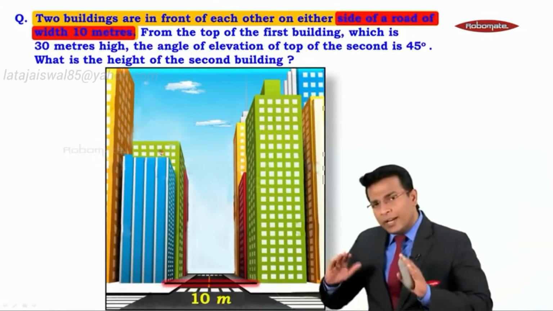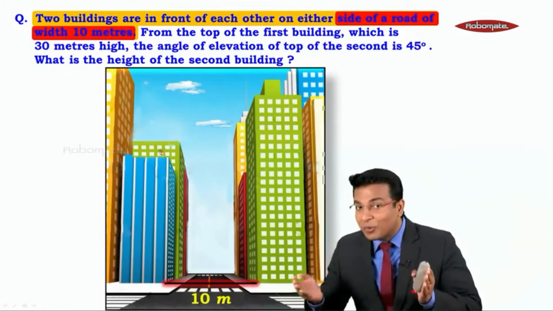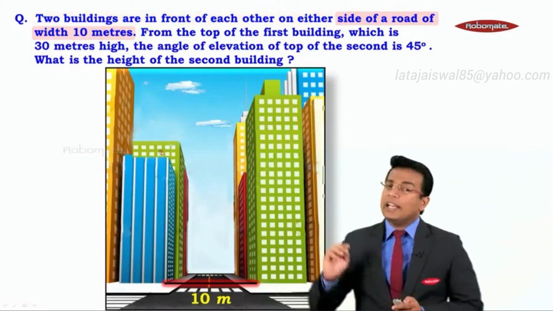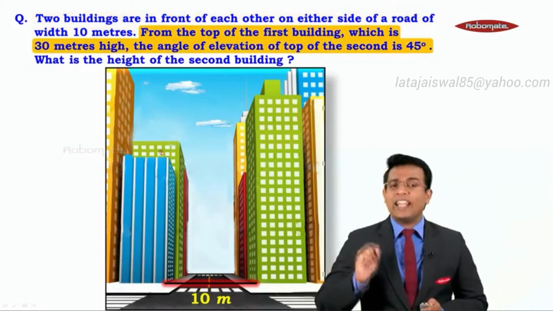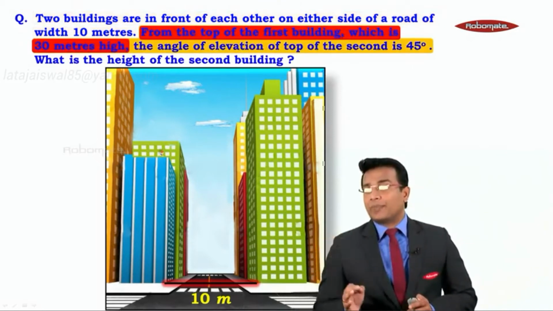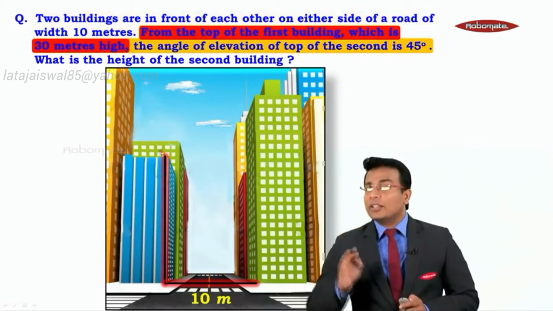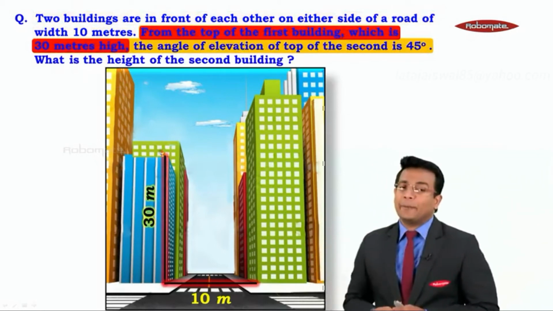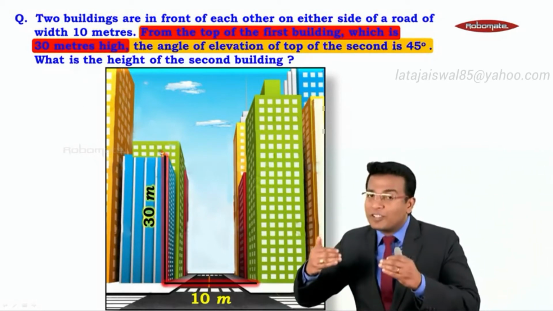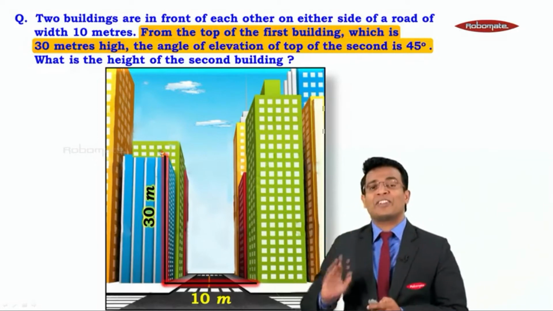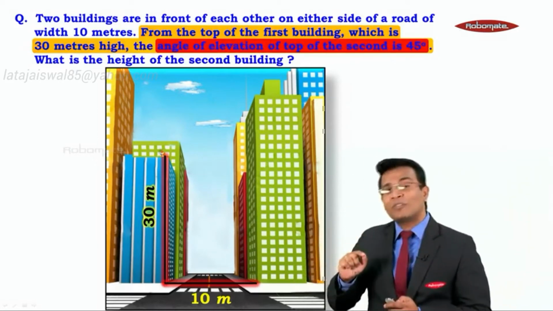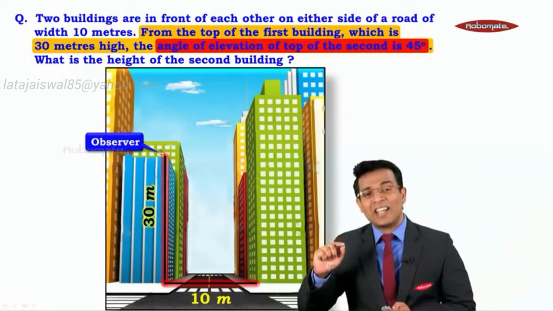Right? So two buildings are in front of each other on either side of a road. The width of the road is 10 meters. Then it says from the top of the first building, which is 30 meters high. That means the first building which we are considering, the height of that is given to us as 30 meters. From the top of the first building, the angle of elevation. That means from the top of the first building, the observer is making an angle of elevation.